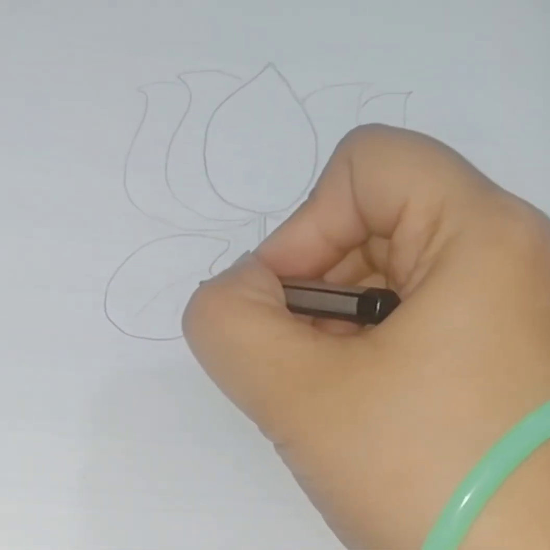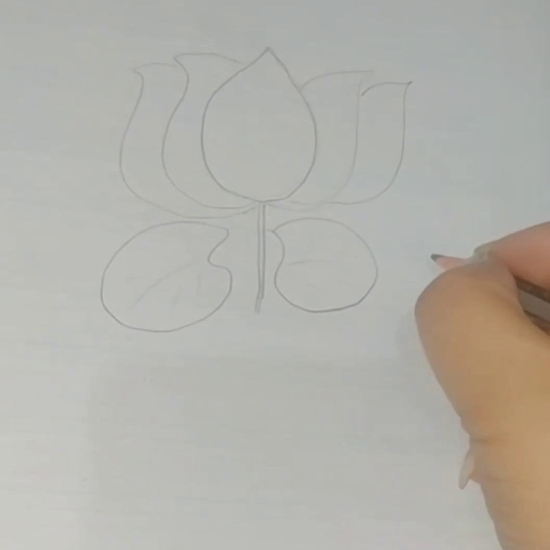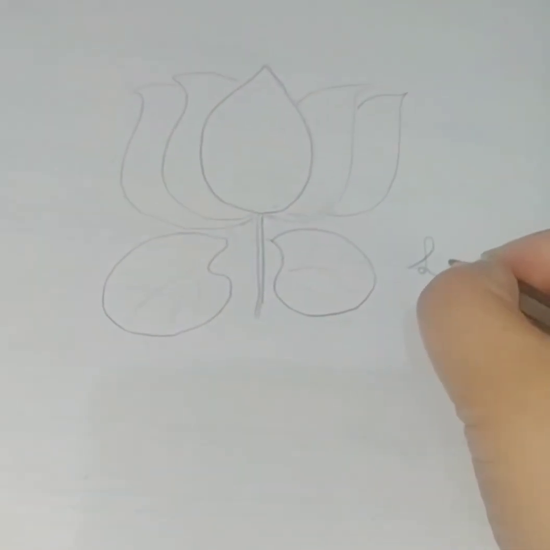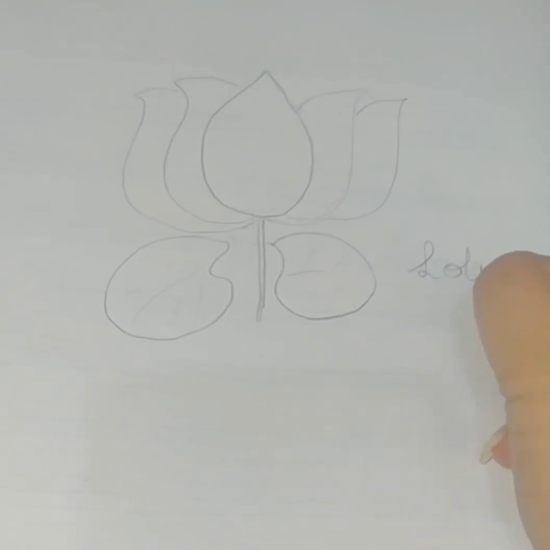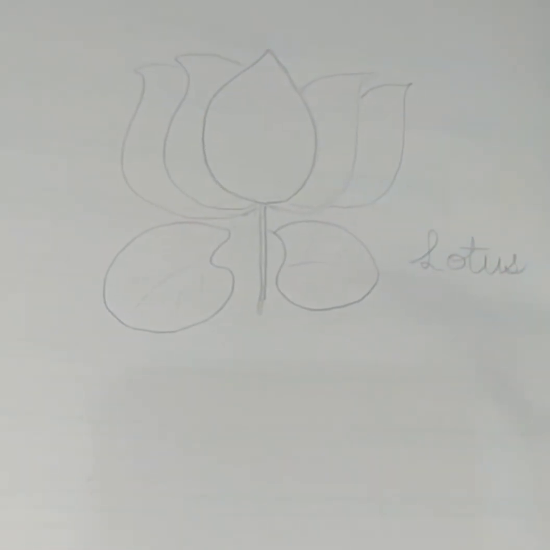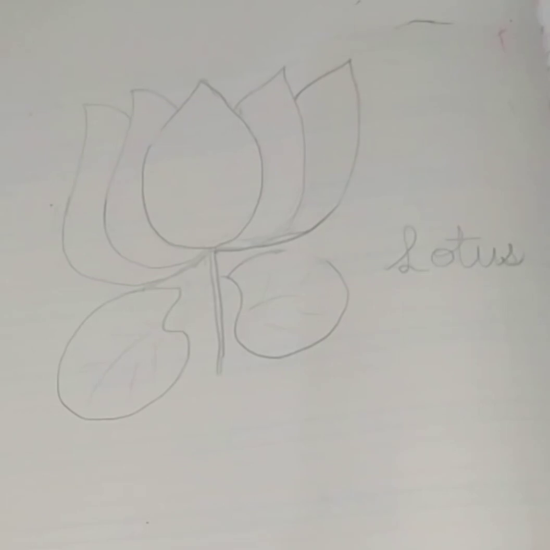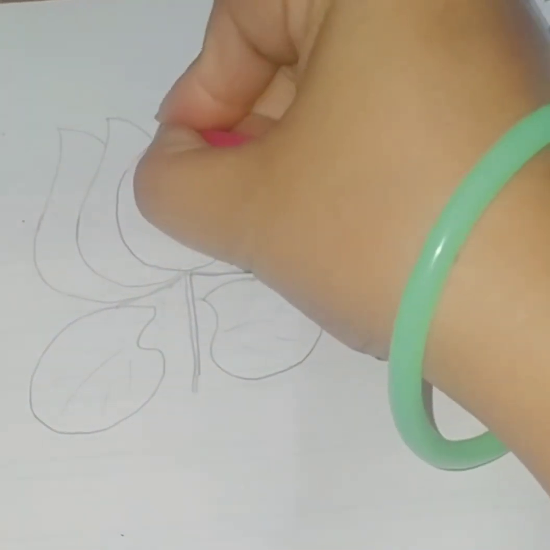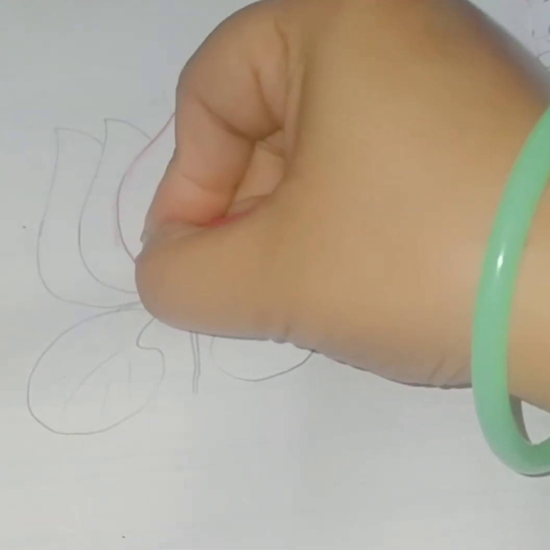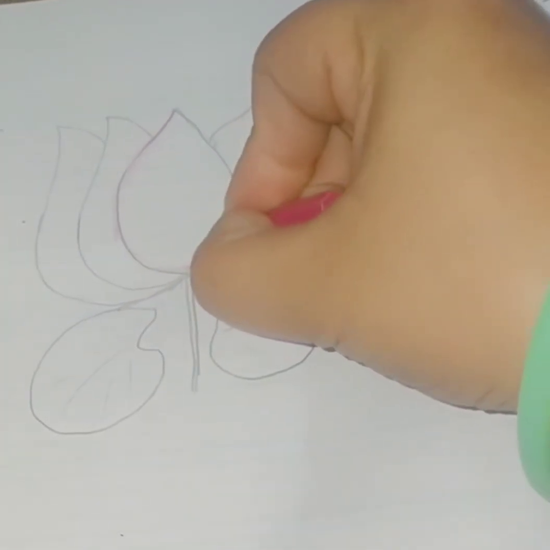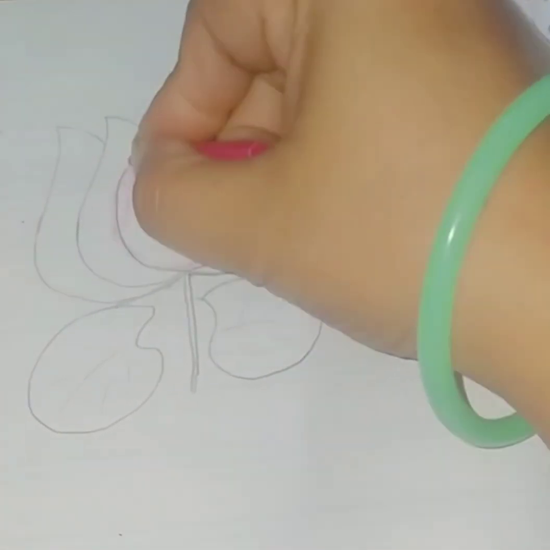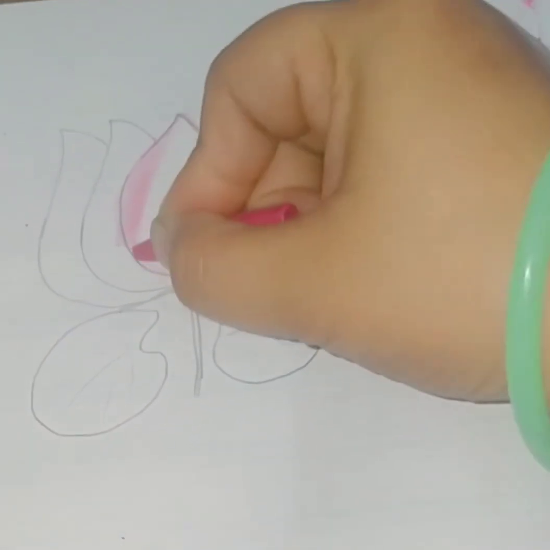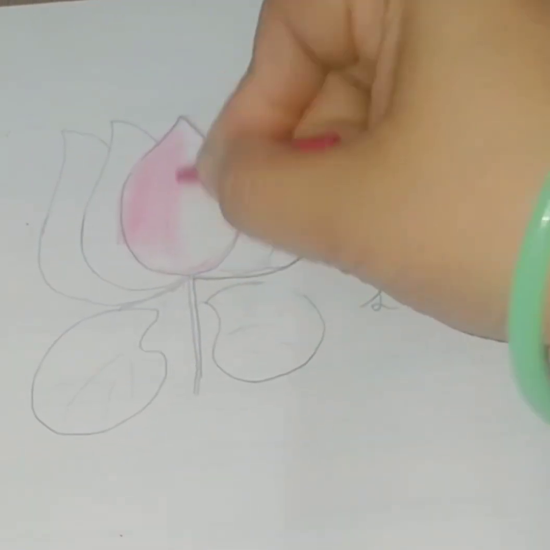These are the veins, and you have to name it, write the name. Whenever you draw, you write the name, lotus. And this is how we have completed our picture, and now we have to color it. Do the outlining first, and then you can start coloring it. Color in one direction, children.